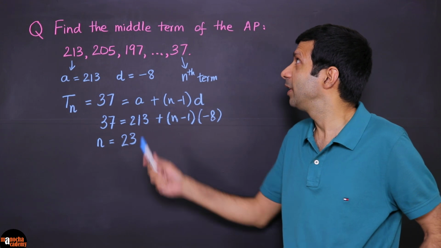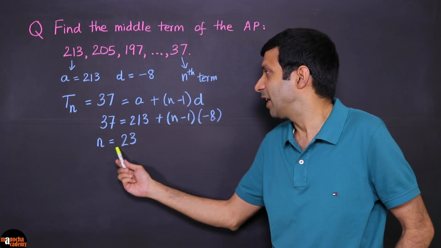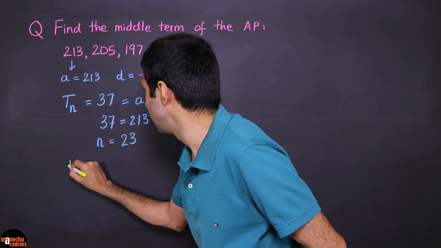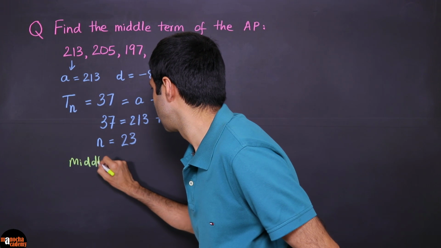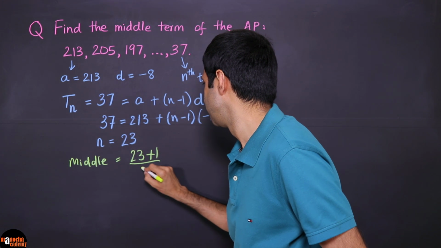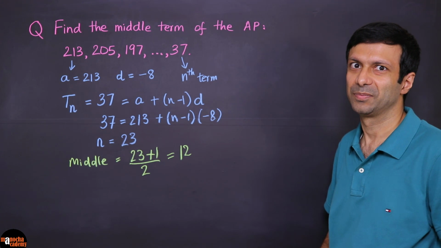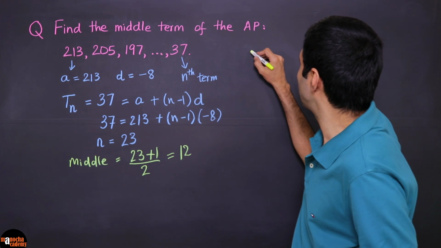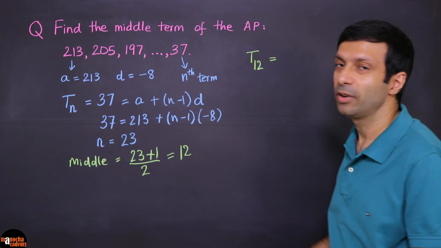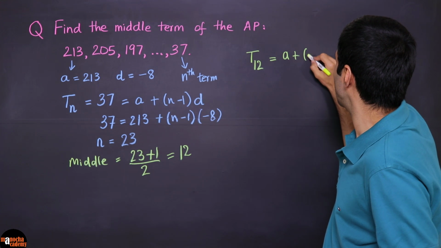So what do you think is going to be the middle term of this AP? Since the AP has 23 terms, to find the middle term, that's going to be 23 plus 1 by 2, right? So the 12th term is the middle term, right? And so how do we find the middle term here? So we basically need to solve for T12, and that's again a plus n minus 1 into d.